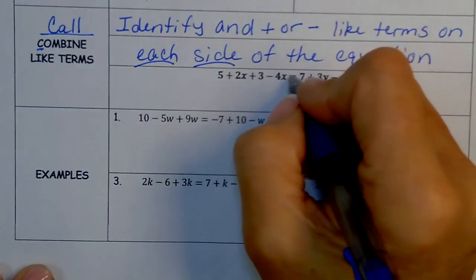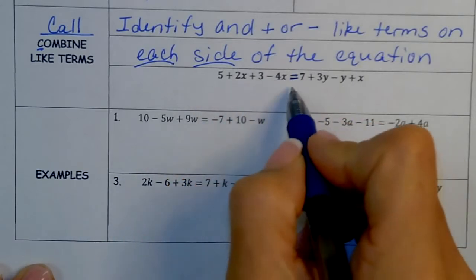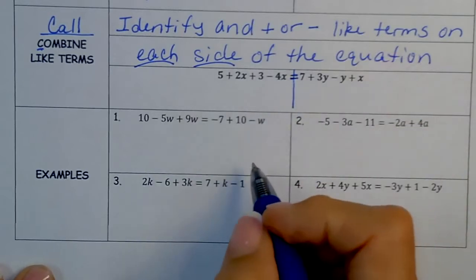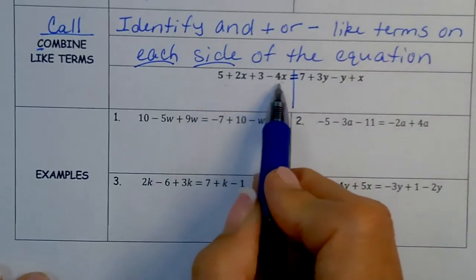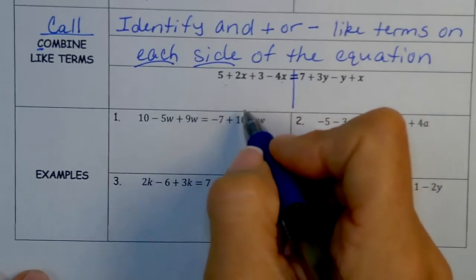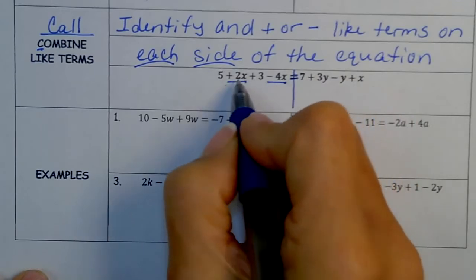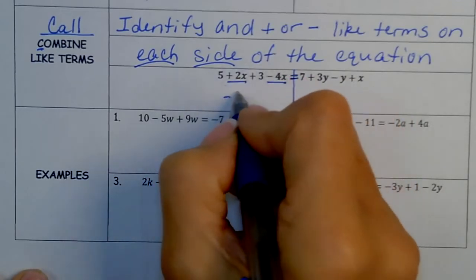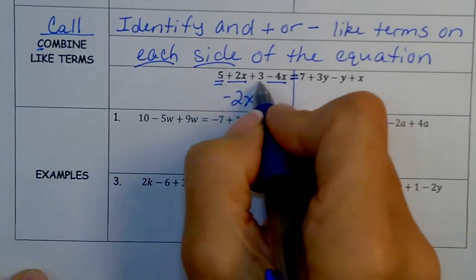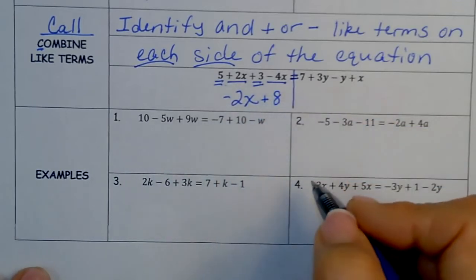Okay, so here's my equal sign. So this means that this is one side of the equation and this is the other side. So I'm going to draw a line, so I remember just to focus on this side when I'm combining like terms. Let's start with the variables. So I have 2x and negative 4x. So when I put those together, I get negative 2x. Here are constants, 5 and 3, and when I put them together, I get plus 8.